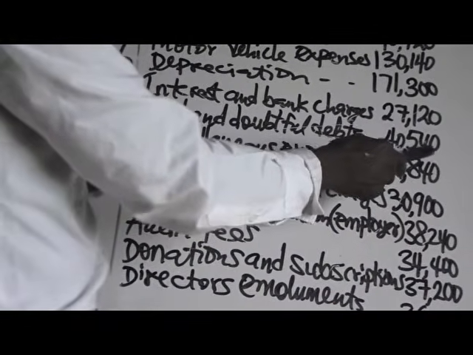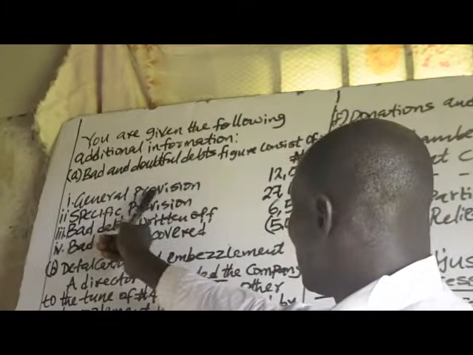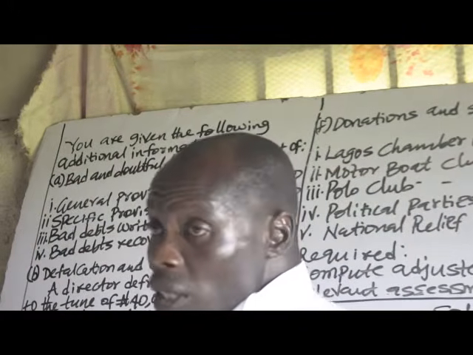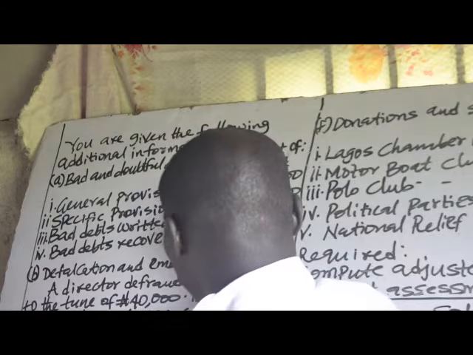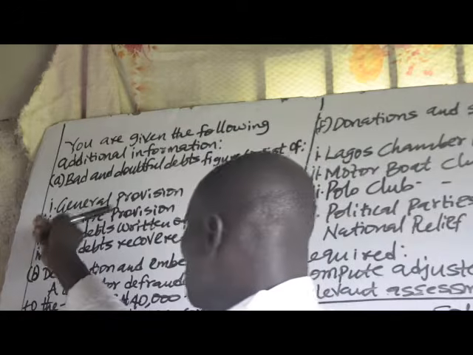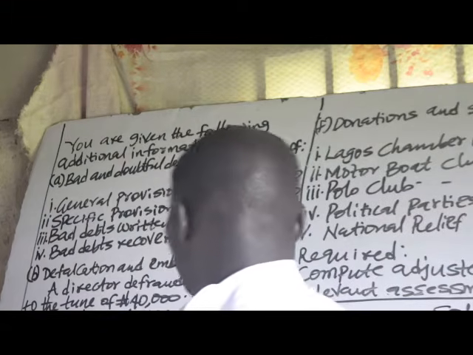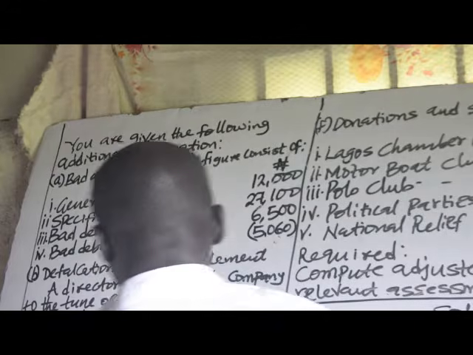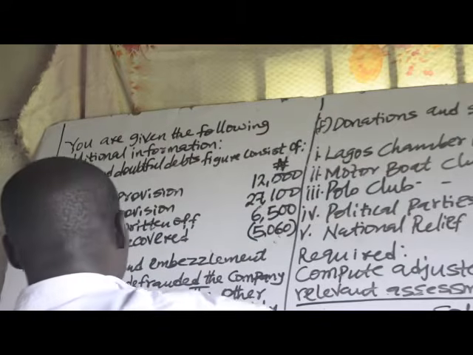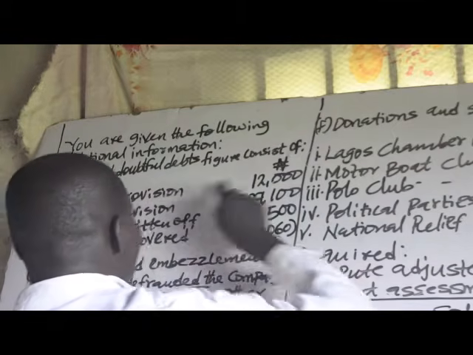if you look at the income statement, you see the bad and doubtful debts there. The bad and doubtful debts is 40,540. We were not given the breakdown of the bad and doubtful debts here. That is the breakdown. We were told that it consists of general provision. Remember, I've told you that the general provision is not allowable. So that means the 12,000 will be added back to the profits since it is not allowable. I told you that specific provision is allowable and bad debt written off is allowable. Bad debt recovered is taxable. So that means the only expense that is not allowable, which has been included in the income statement, is the general provision of 12,000 naira.